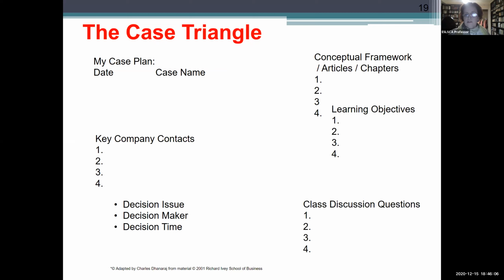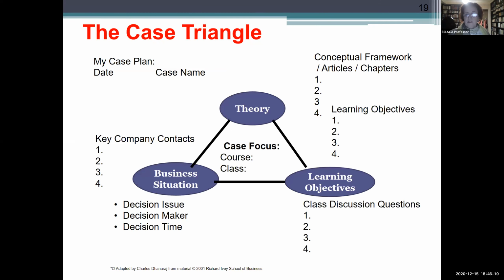So all of this is just one page, and then you write the course and the class, and here is your triangle. So the theory, the conceptual framework, the learning objectives, and the business situation. So this is what Ivy calls the case triangle. So for each case you will be teaching, you can prepare a simple one page with this simple information.